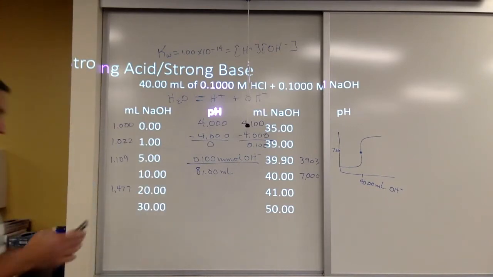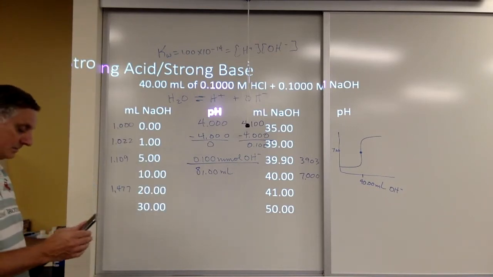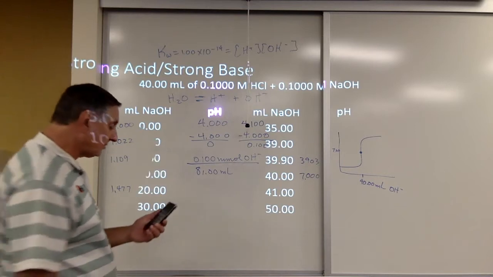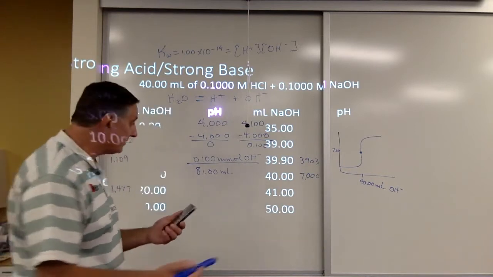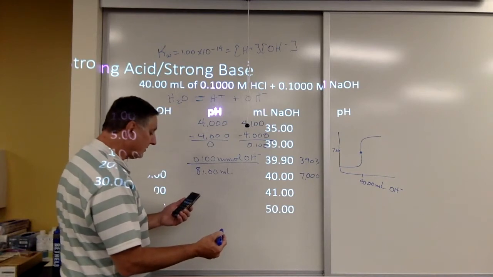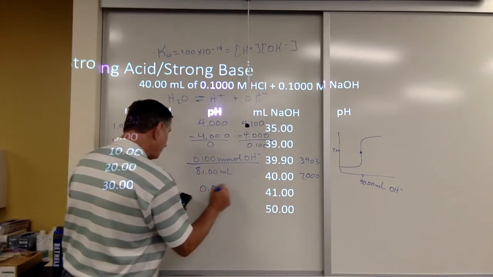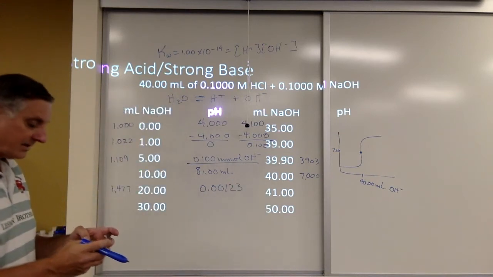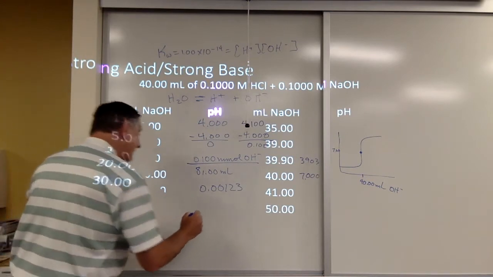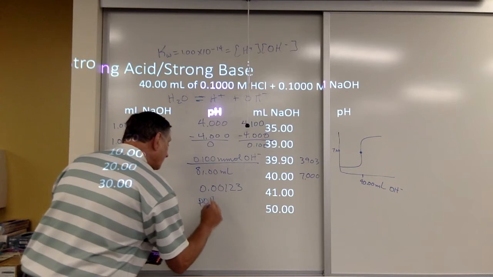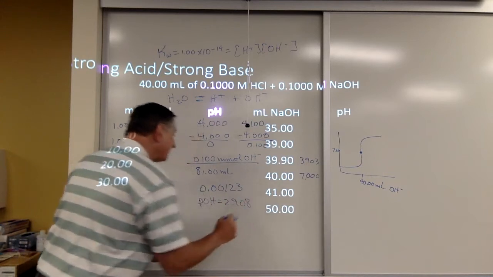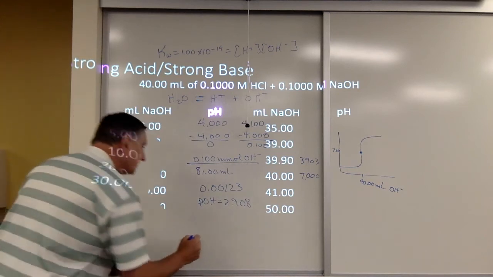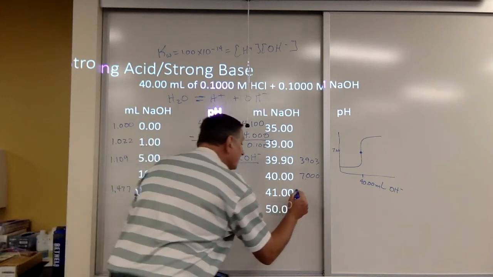So let's find our pH. 0.1 divided by 81 is 0.00123. I'll just call it 0.123 millimolar. And then what I do is I find the pOH, which is 2.908. Then I find the pH, 11.092.